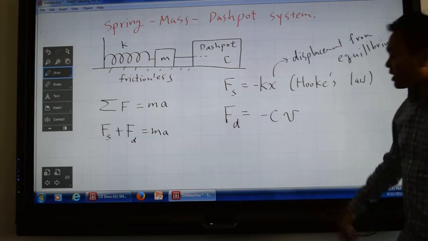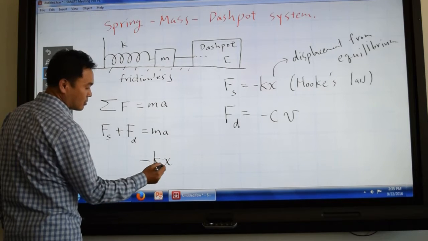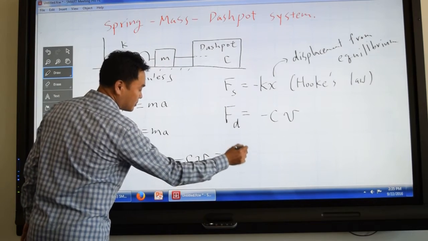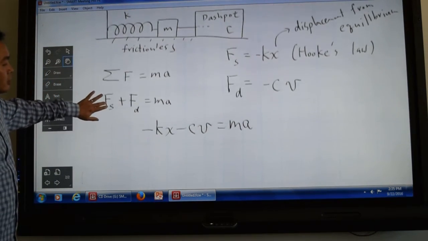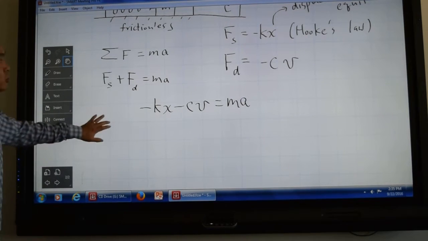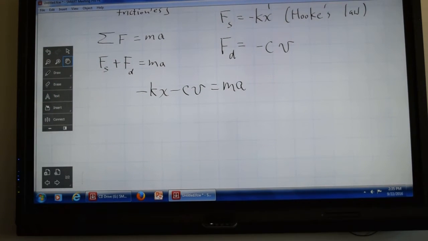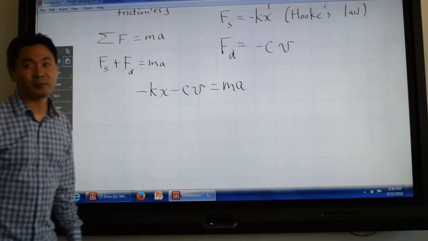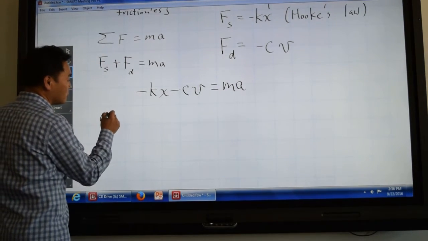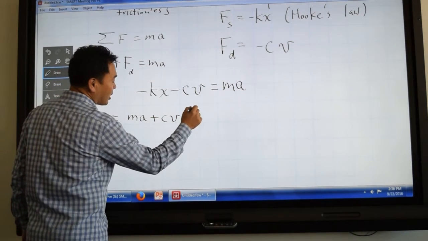So once you figure these out, then you can plug it back in here. You get negative kx minus cv equals ma. C is just the dashpot's friction coefficient, so you can say it's the friction coefficient. I actually don't know the correct name for this. Okay, so now what can we do? We can just move everything to the other side. So we can say 0 is equal to ma plus cv plus kx.